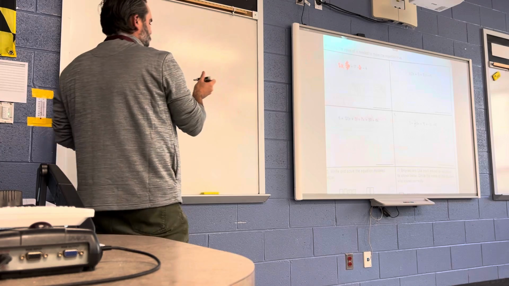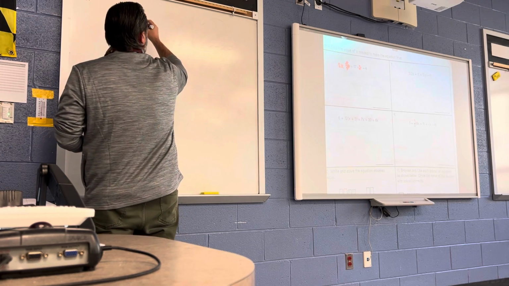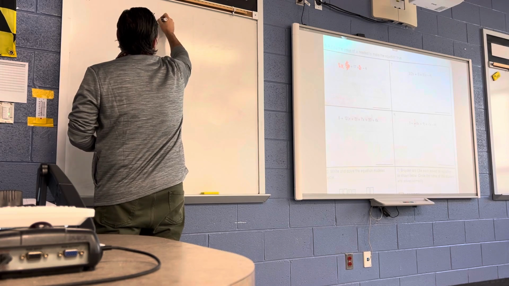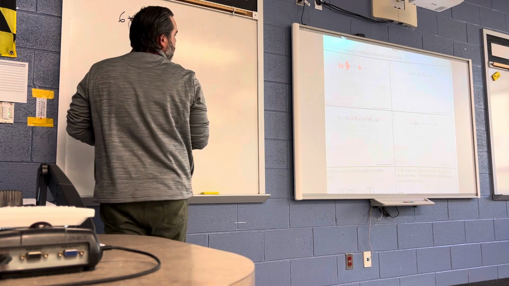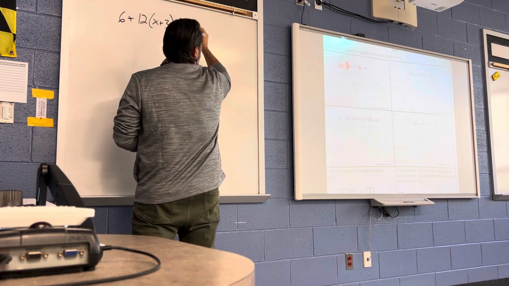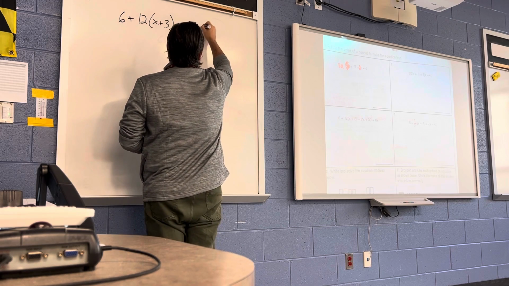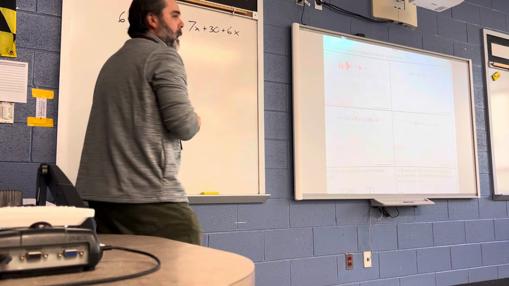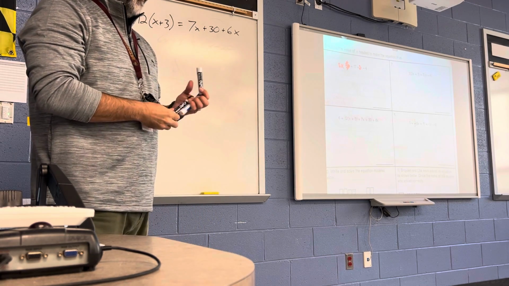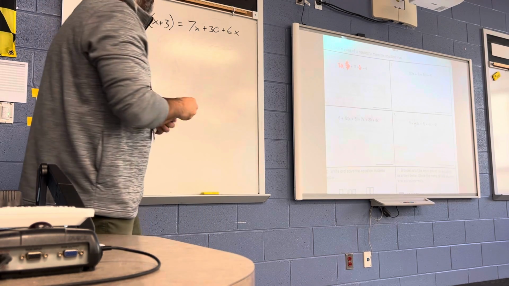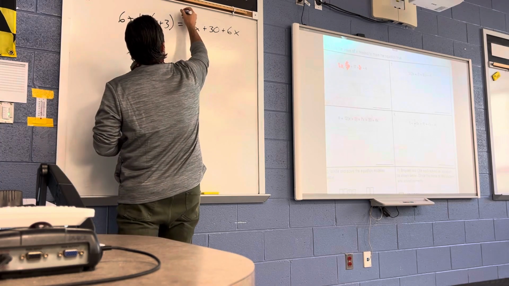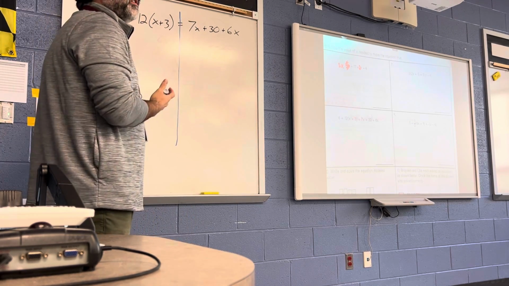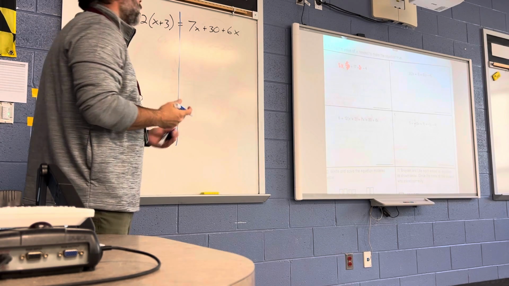6 plus 12 times the quantity x plus 3 equals 7x plus 30 plus 6x. Okay, so remember, we have two sides to the equation. And our first step is always going to be to distribute. So do we have any distribution that needs to be done? Yes, so let's distribute.